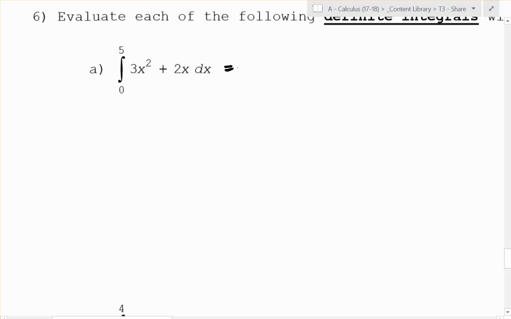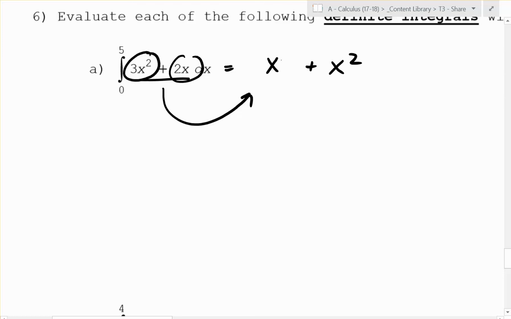Well, what's the antiderivative of this? Well, 2x, you know, is x squared. The derivative of x squared is 2x. And what's the antiderivative of 3x squared? Well, that's x cubed, because the derivative of x cubed is 3x squared. And you're evaluating this from 0 to 5. That's what that bar means, from 0 to 5.